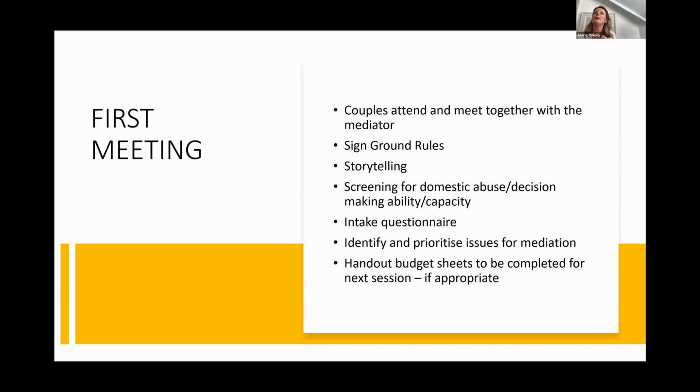And the next step would be an opportunity for each individual to tell me a bit about their story and give me some clarity as to where they're at. And I would then in turn pose the question of the best possible outcome for each individual, okay? From there, I need to see both parties separately in a caucus session. And that for me is a screening for domestic abuse, decision-making ability and capacity.